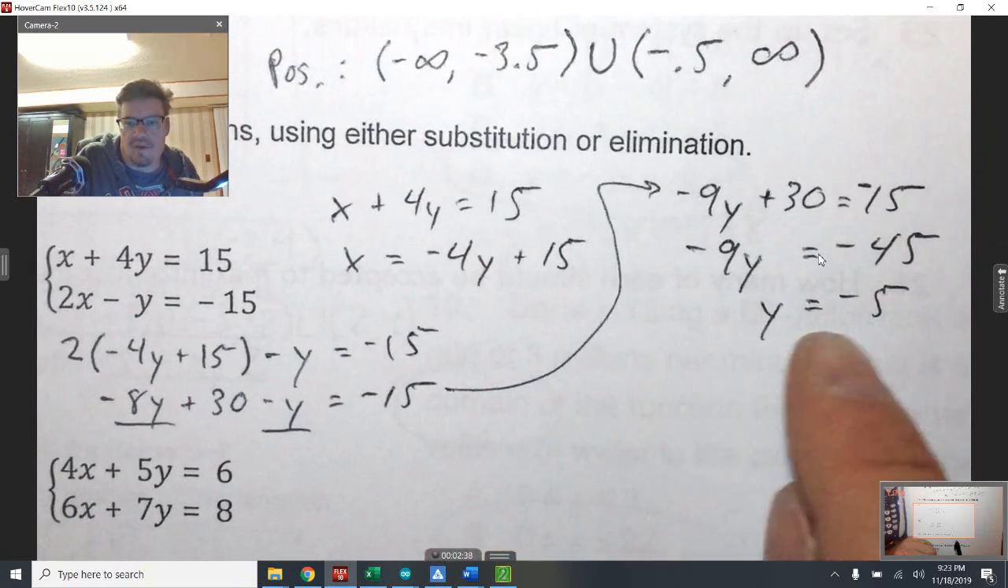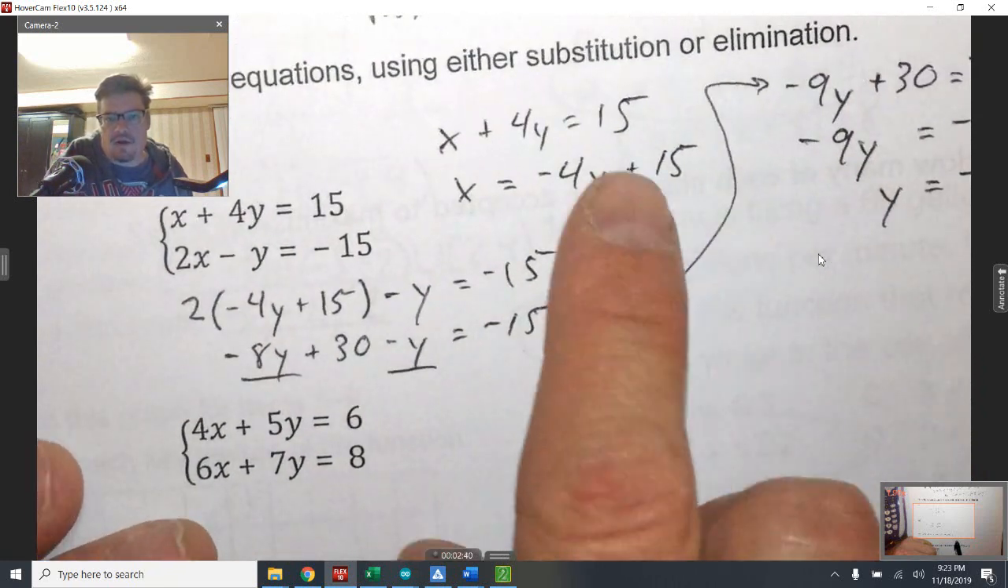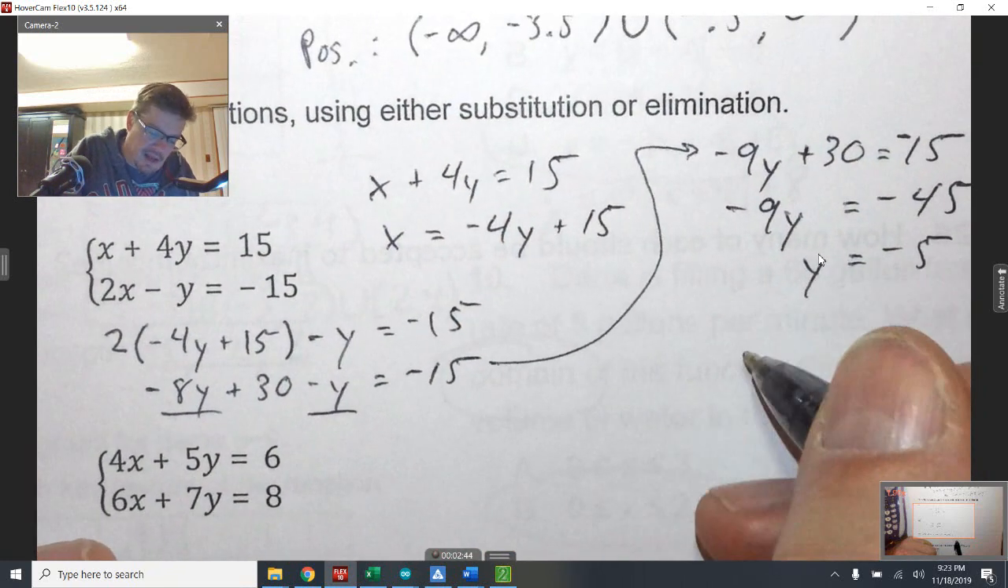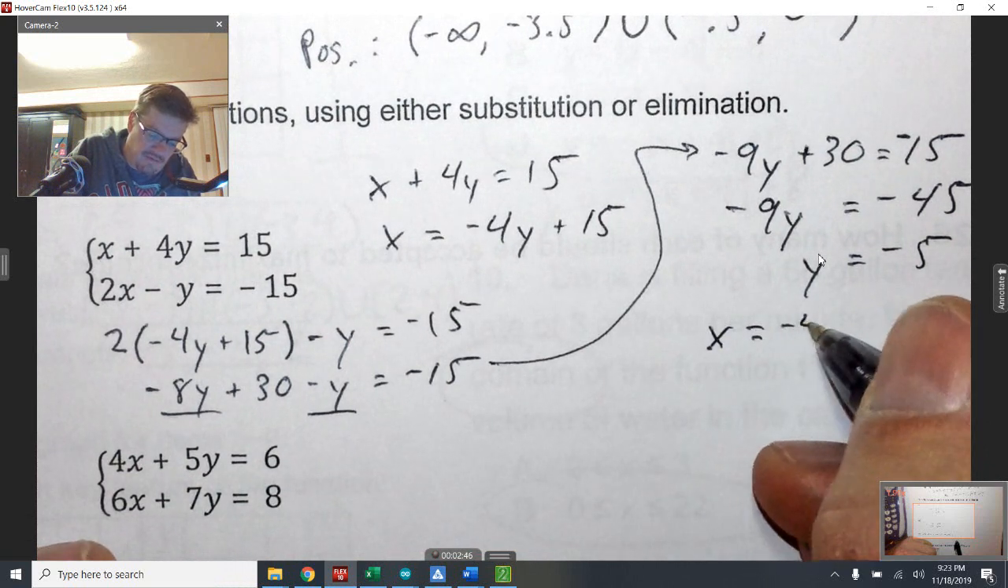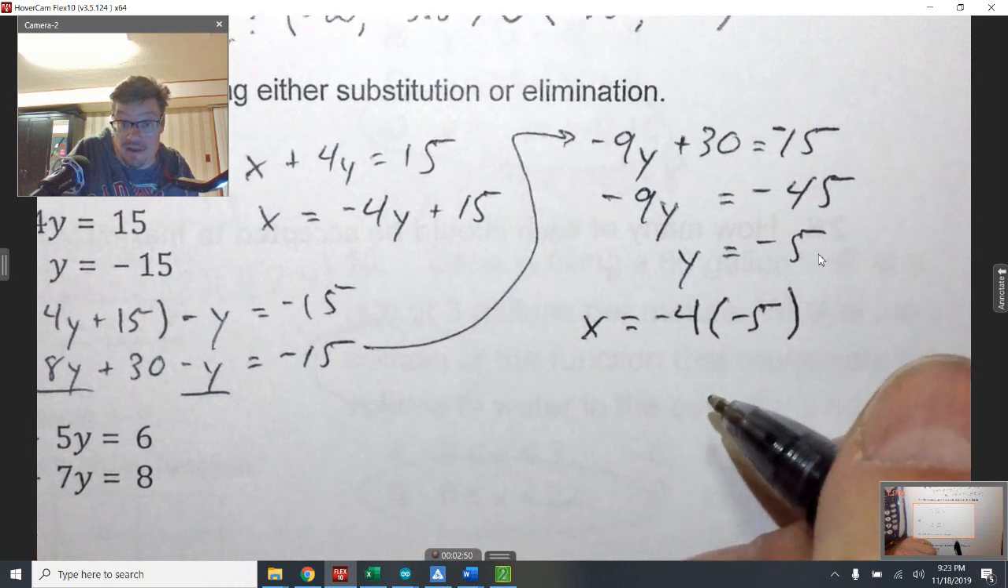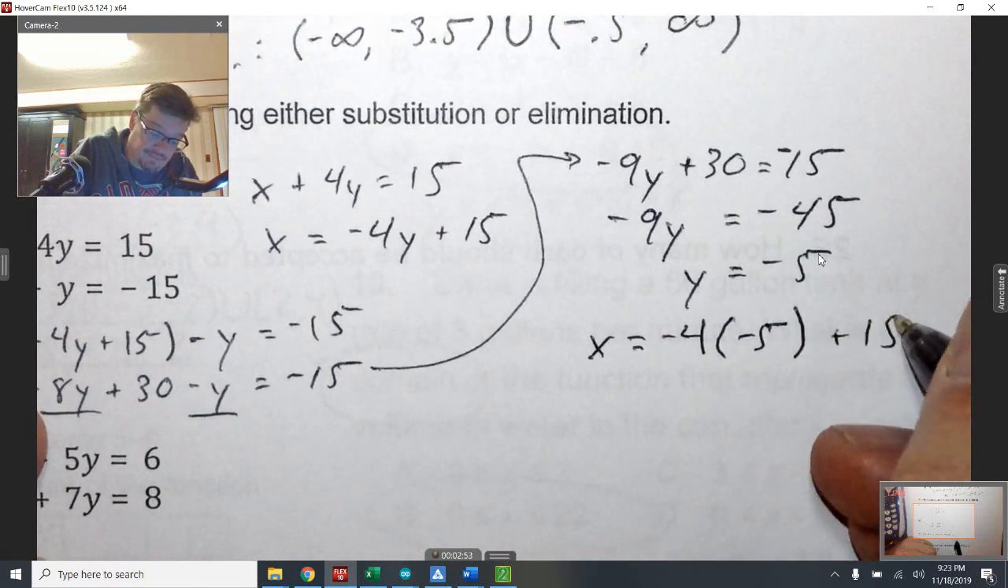Now, if I know that y is negative 5, I can go back to here and throw it in, so that x equals negative 4y, which is now negative 5, we know that now, plus 15.